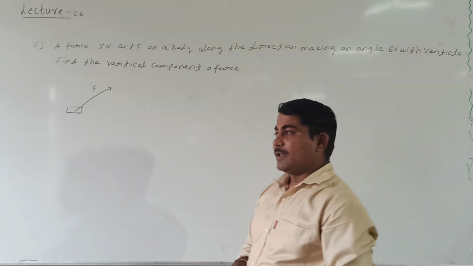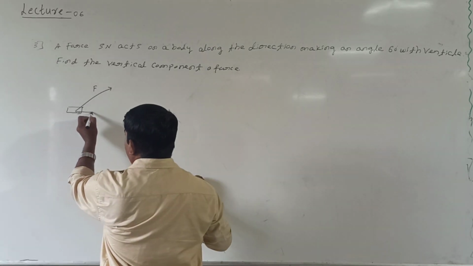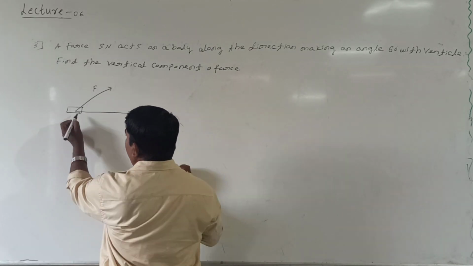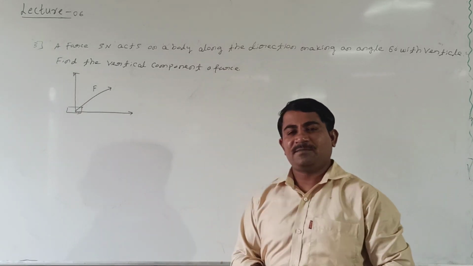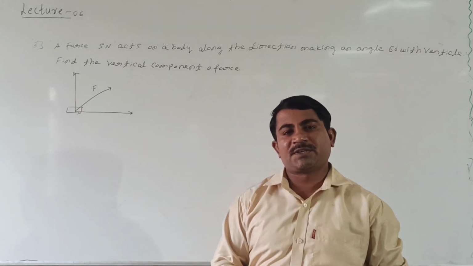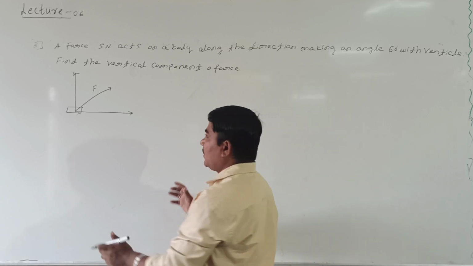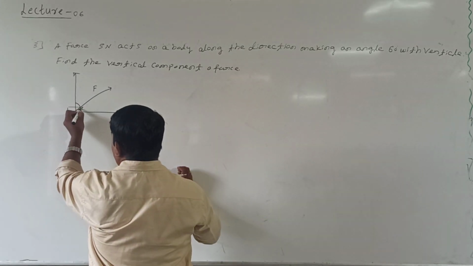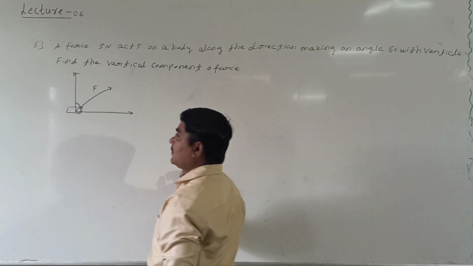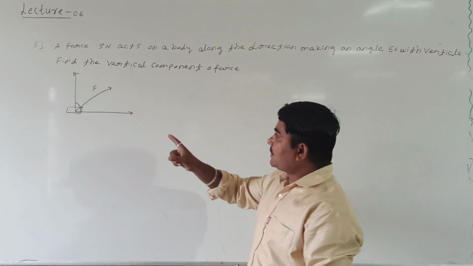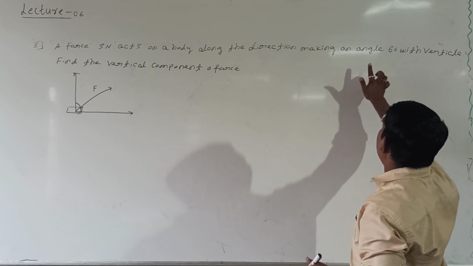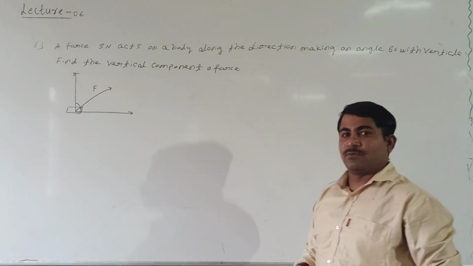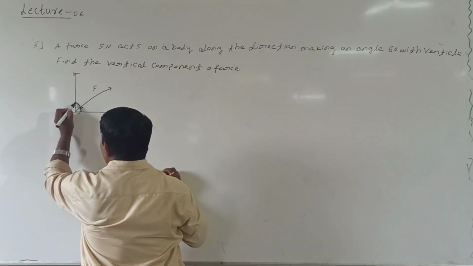Then we can call this one component of the force, and this the second component of the force. Are you following? By making 60 degree, this is total theta, 60 degree. What is being asked? A force of 5 Newton acts on a body making an angle of 60 degree with the vertical. With the vertical means this angle.